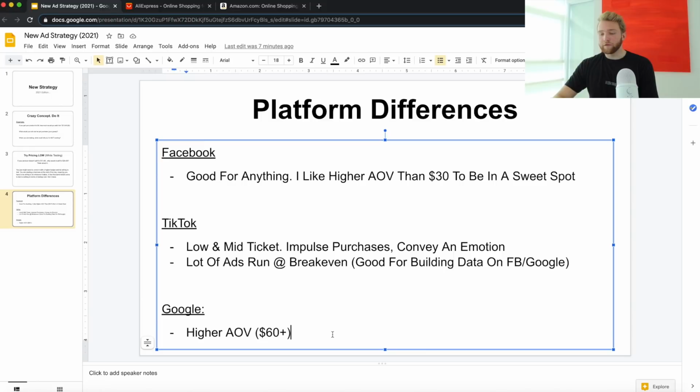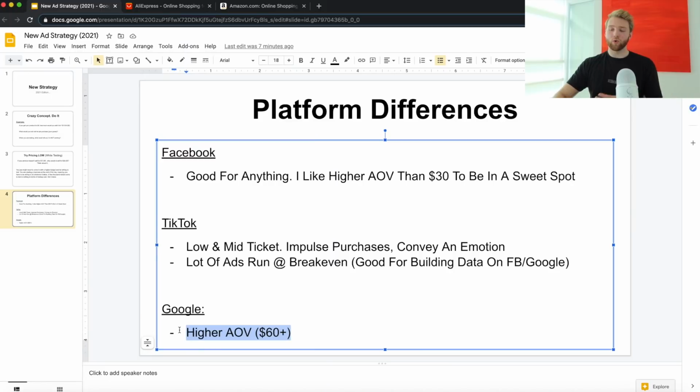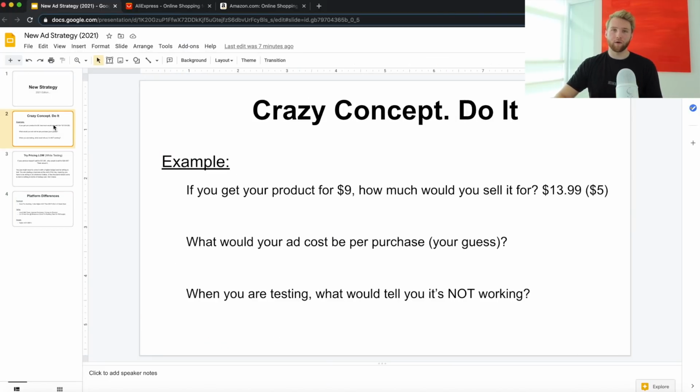Now, Google itself, just to touch on this, is better for a higher average order value. Google has a lot of mistracking issues, but a higher average order value like $50, $60, $80, $100 can definitely give you that extra wiggle room to make something profitable. So Google probably isn't the best place to start this strategy. Okay, just being honest. And I wanted to show you guys this strategy.